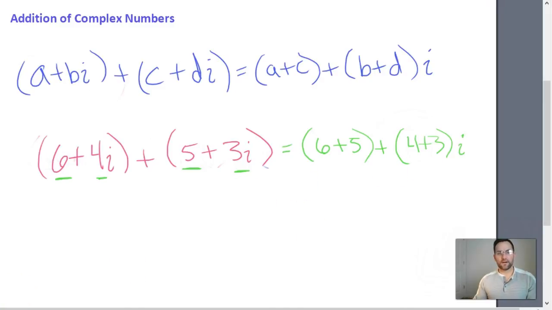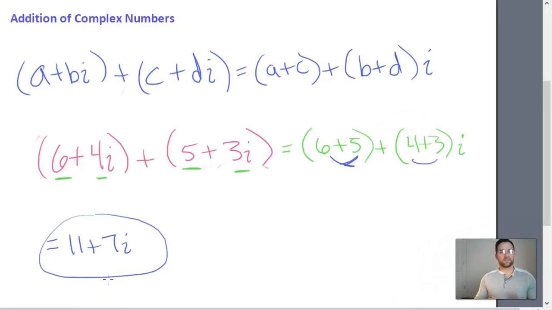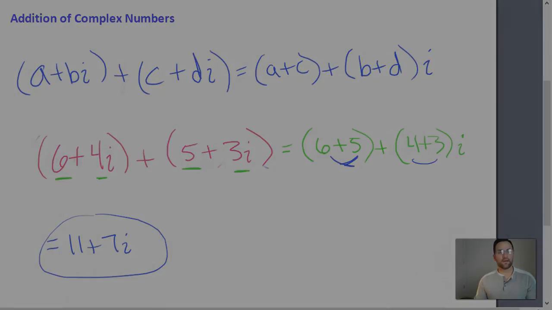And then we can simply combine like terms, and we'll write that right down here, equals 6 plus 5 is 11, 4 plus 3 is 7, so positive 7i. And that's the simple process of adding complex numbers.